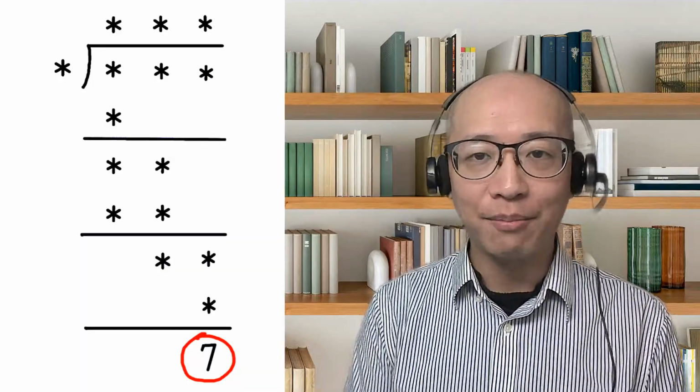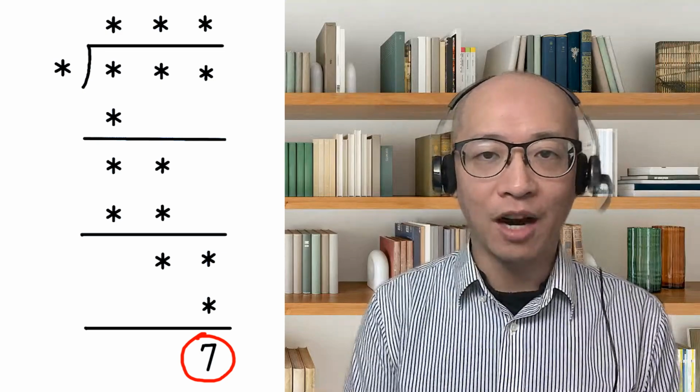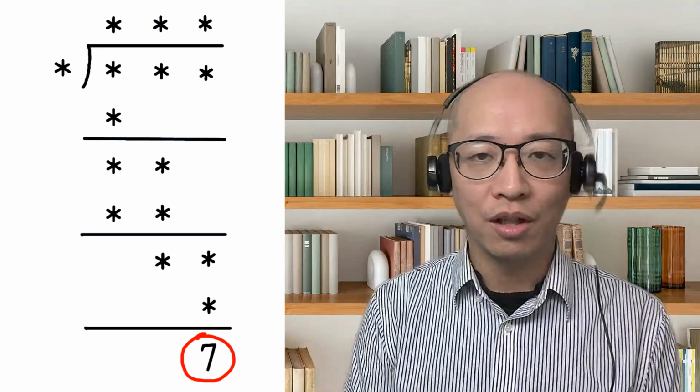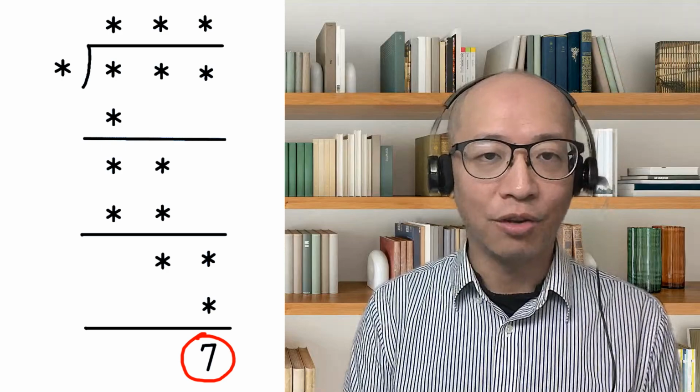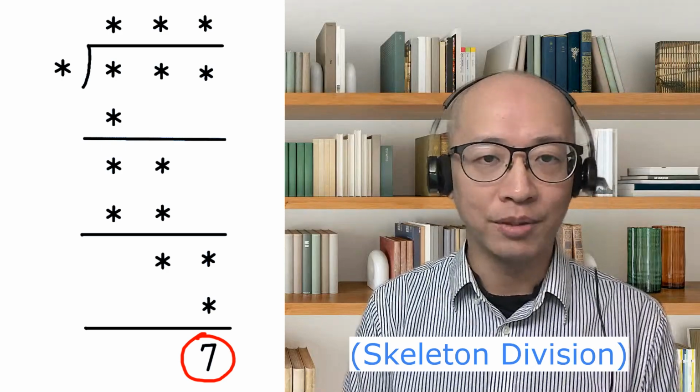Usually in long division, we start with numbers and then find the answer. But today, the numbers have been stolen. All we have left are these stars and one single clue. The remainder is 7. This is known as a skeleton division or a cryptography.